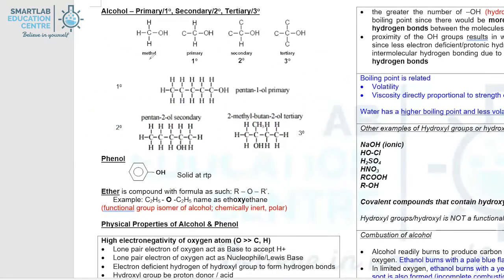Functional groups, alcohol. There are 3 functional groups for alcohol: primary, secondary, tertiary. In the exam, if asked about the functional group for alcohol, you have to state whether it's primary, secondary, or tertiary, as each of them reacts differently in chemical reactions.